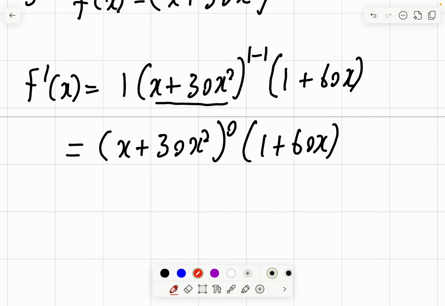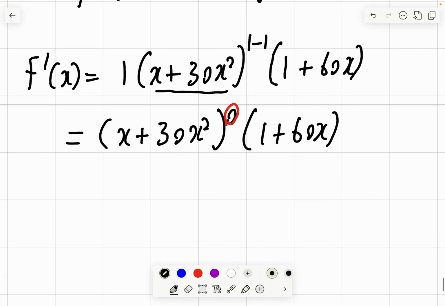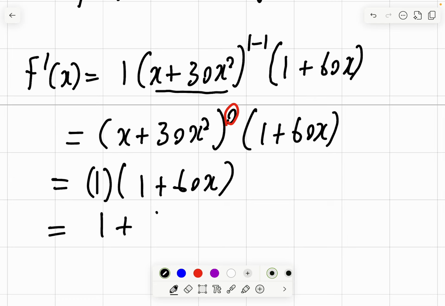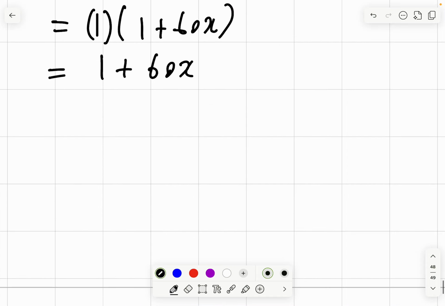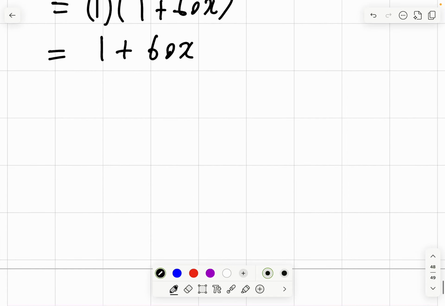Any number raised to 0 is 1. Therefore, I'm going to remain with 1 plus 60x. My final answer is 1 plus 60x. That's how you can derive that thing using the chain rule. So let's go to question number 4.